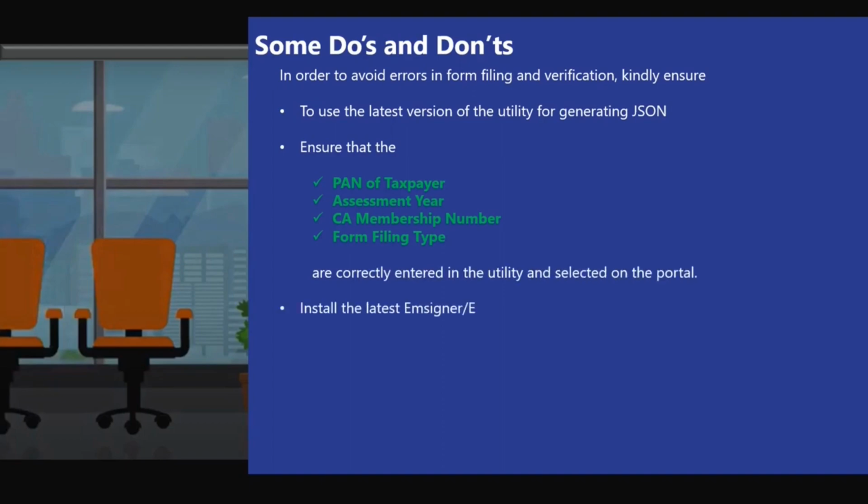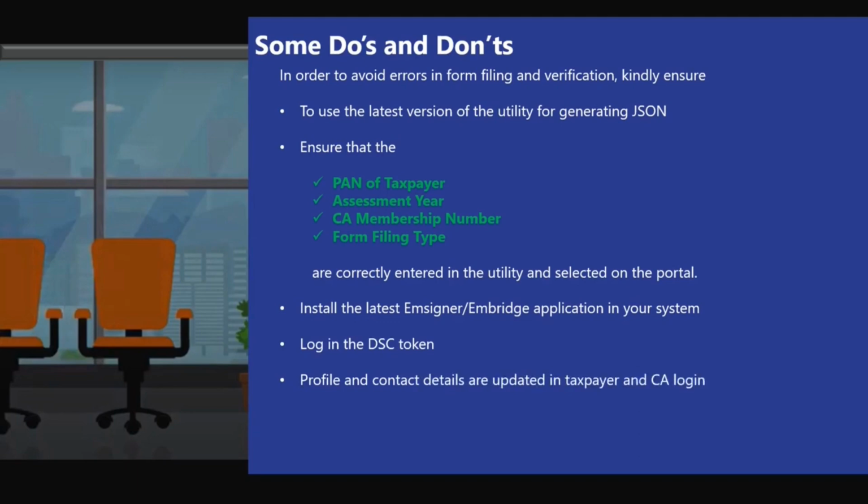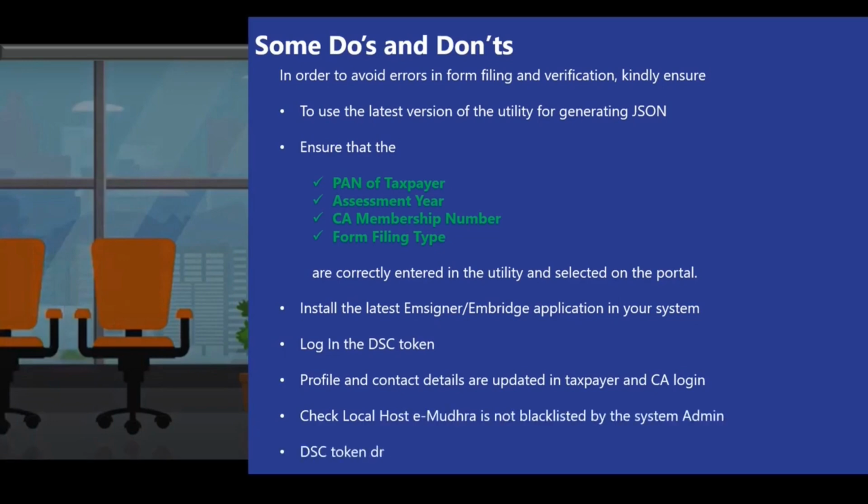Install the latest emSigner Emridge application in your system. Log in the DSC token. Profile and contact details should be updated in taxpayer and CA login. Check that localhost eMudra is not blacklisted by the system admin, and that the DSC token driver is updated.